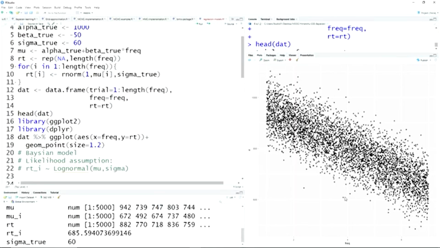Now this is more realistic. Okay? So at low frequency, the reaction time was slow. At high frequency, reaction time is getting faster. That's a scatter plot.